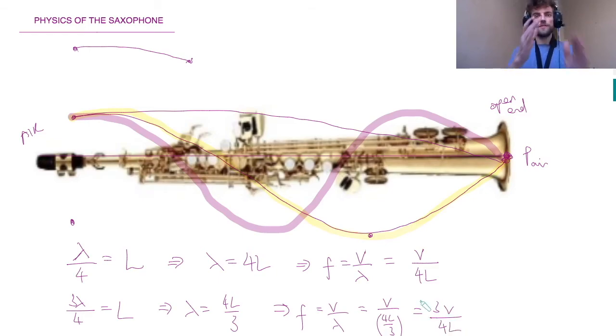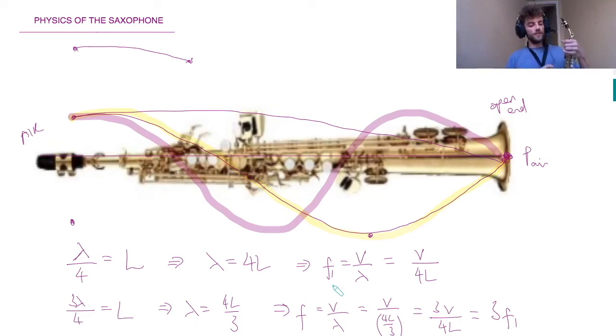This is super interesting. This is the next wave that fits into the saxophone, and oh my gosh, it is not just 2 times this. It is actually 3 times this. This is crazy. We have our first harmonic, and we cannot get a second harmonic out of the saxophone. We actually can only get the third harmonic, 3 times the first one.